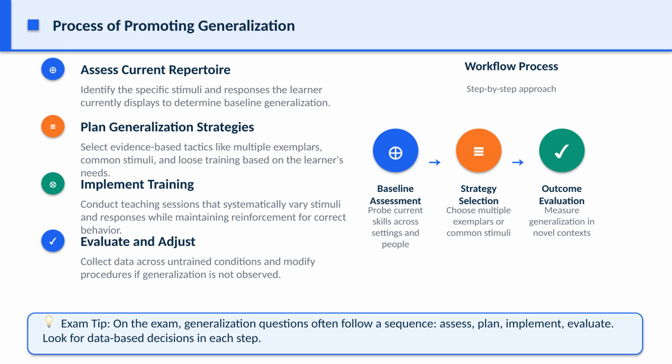During implementation, you conduct teaching sessions that systematically vary stimuli and responses while consistently reinforcing correct behavior, ensuring the learner contacts reinforcement across different examples. Finally, you evaluate and adjust by collecting data across untrained conditions, like novel settings or people, and modify procedures if generalization is not observed. For the BCBA exam, remember that this process mirrors the scientific method.